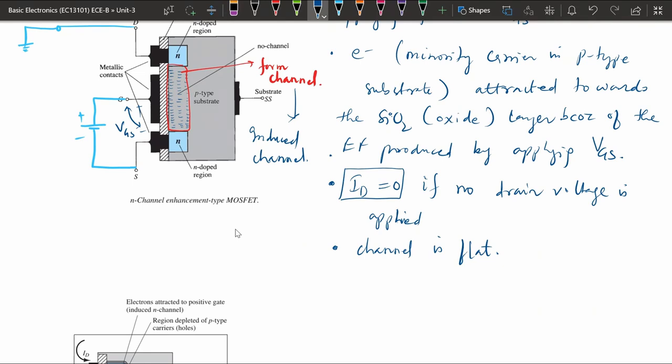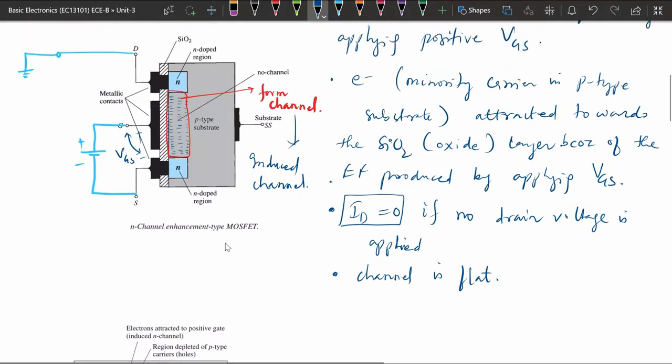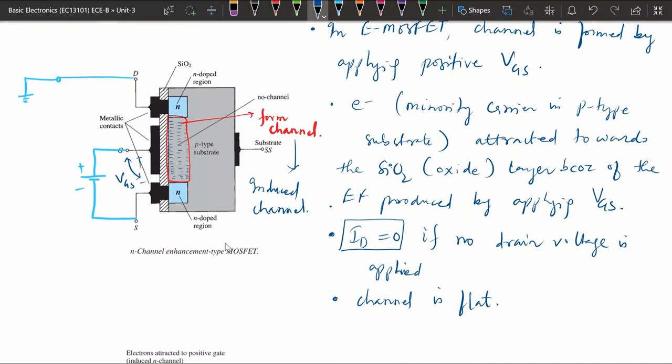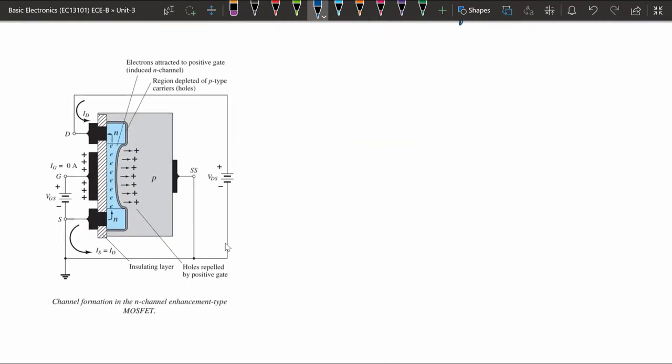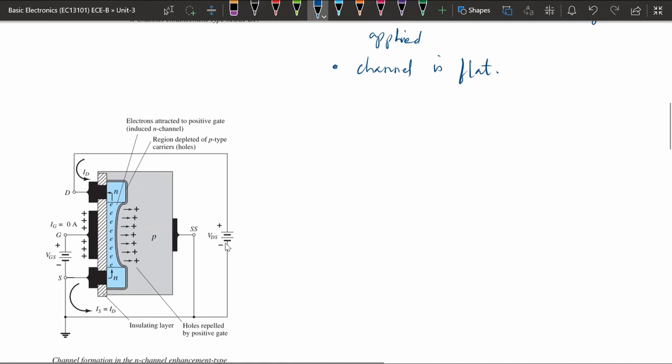So this was the case when we apply VGS that is either zero or greater than zero. We are able to attract the minority carrier electrons available in the p-type substrate, and they form the channel. So this is an induced channel, and there is no current as we have made the drain to source voltage zero. Now the current will only flow if we apply the drain to source voltage. In this other case, we have made VGS equal to some fixed value that is sufficient to form the channel, and then we apply VDS.